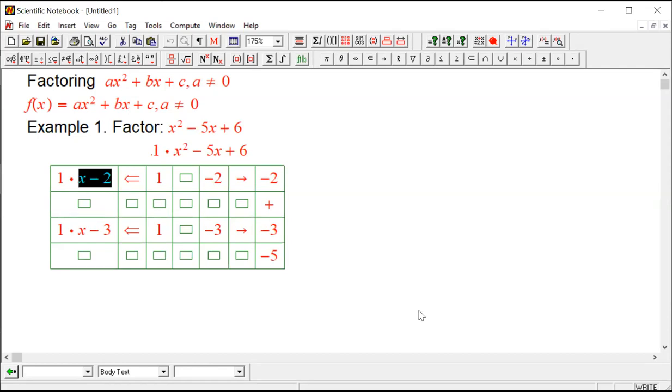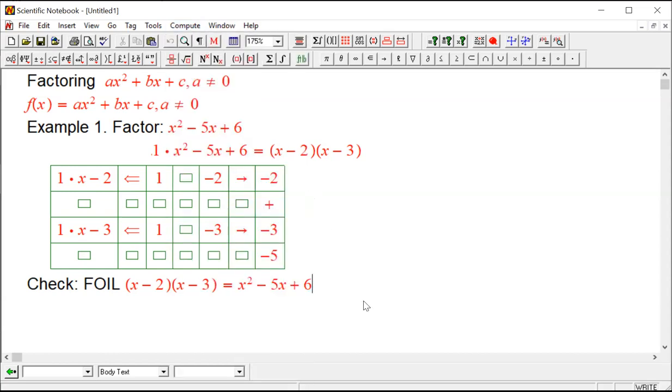The factors are made. The first factor, of course, is x minus 2. The second factor is x minus 3. And you can always check if you got the right factors. You can always check by foiling. So if you FOIL, you will get the factors. So this simple way of factoring is what I teach.